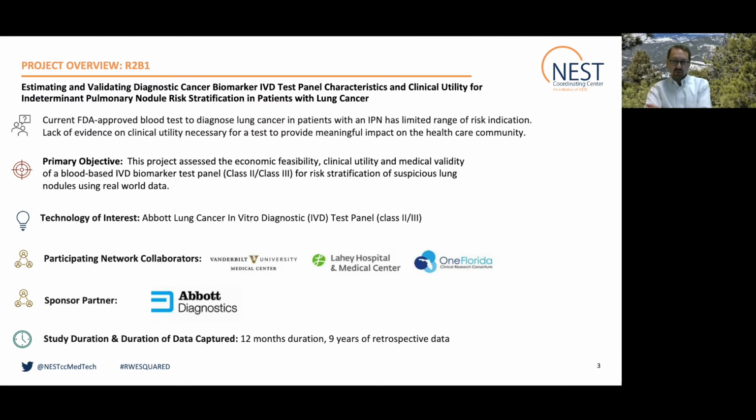So as mentioned before, this was examining a potential blood test for diagnosis of lung cancer in indeterminate pulmonary nodules. Hereafter, I'll call them IPNs. Existing tests are generally indicated only for a limited range of risk, and there's very limited data on the clinical utility of these tests. And so understanding these two pieces, both how we could address the question of clinical utility and how tests might actually be used at the bedside.